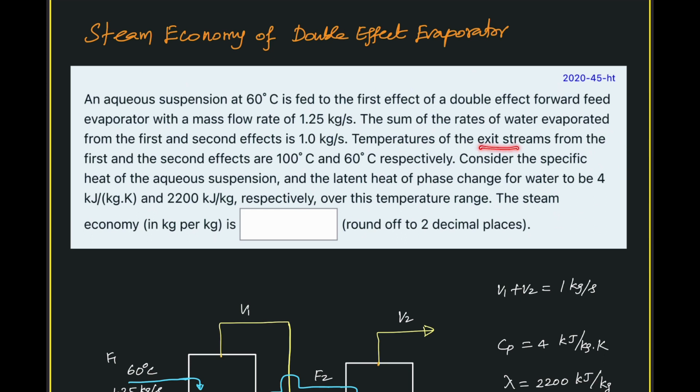Temperatures of the exit streams from the first and second effects are 100 degrees Celsius and 60 degrees Celsius respectively. Consider the specific heat of the aqueous suspension and the latent heat of phase change for water to be 4 kJ per kg Kelvin and 2200 kJ per kg respectively over this temperature range. The steam economy in kg per kg is how much?